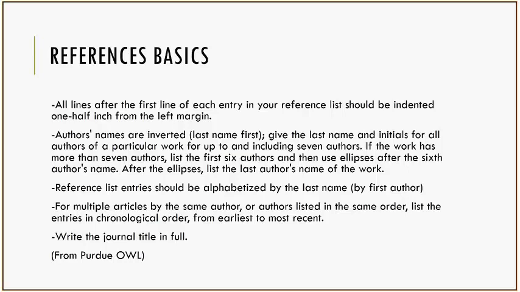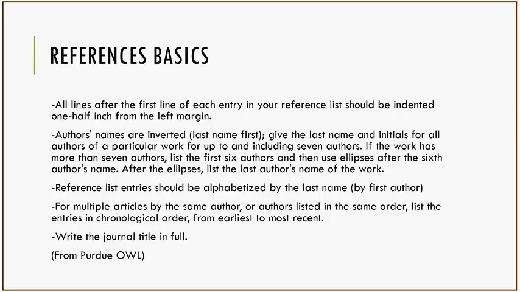And then for multiple articles by the same author, or authors listed in the same order, list the entries in chronological order, from earliest to most recent. Let's say you had a lot of articles by Dr. Roberts, and she wrote 7 different articles. So you want to do it by year, not by last name, because obviously those are the same last names. And again, write the journal title in full. Don't make it short in any way. Okay.